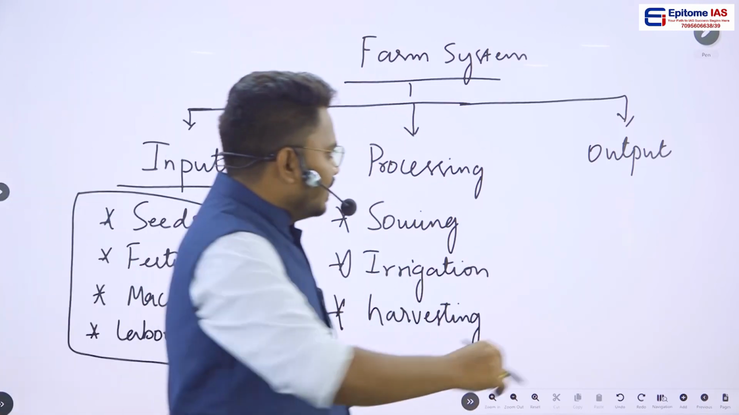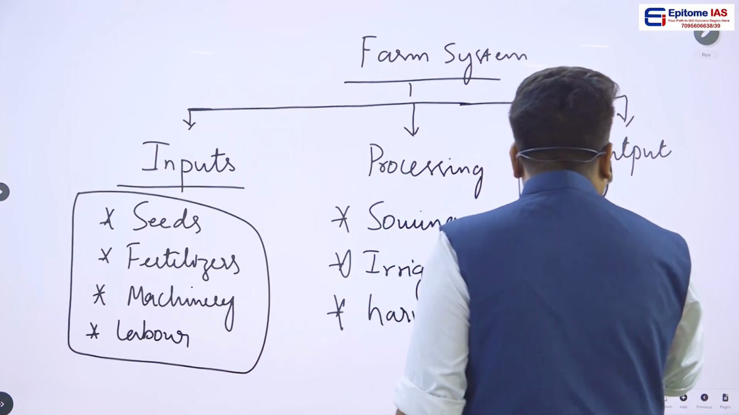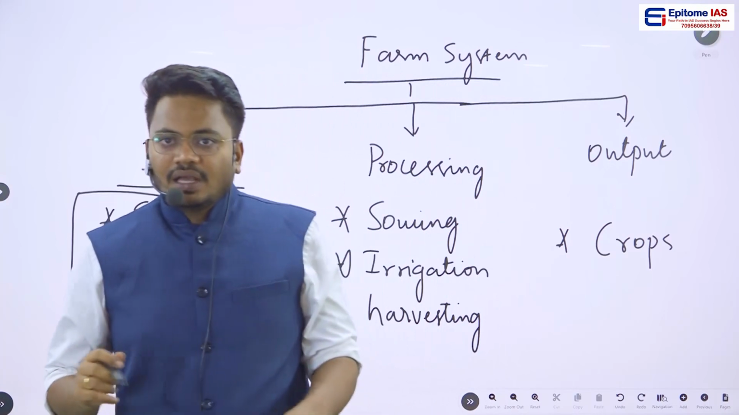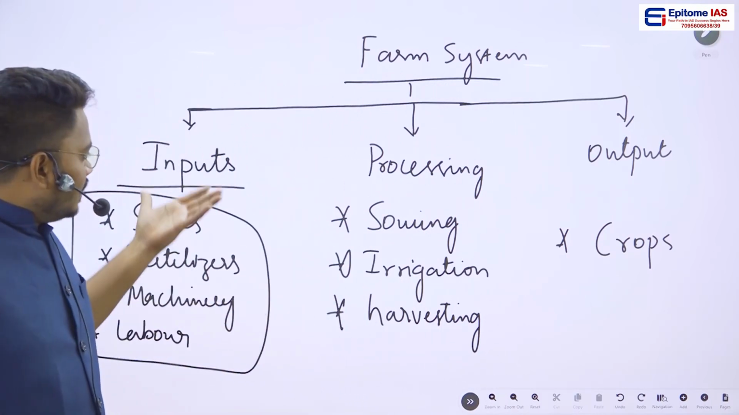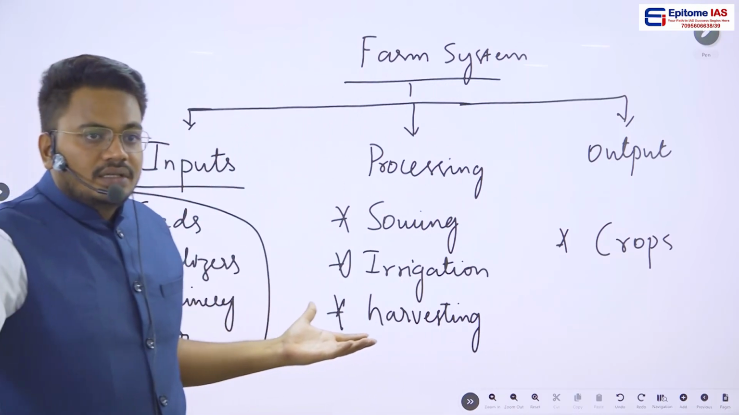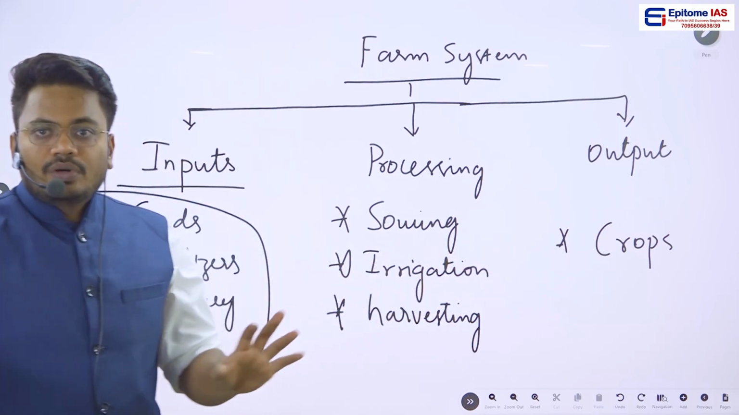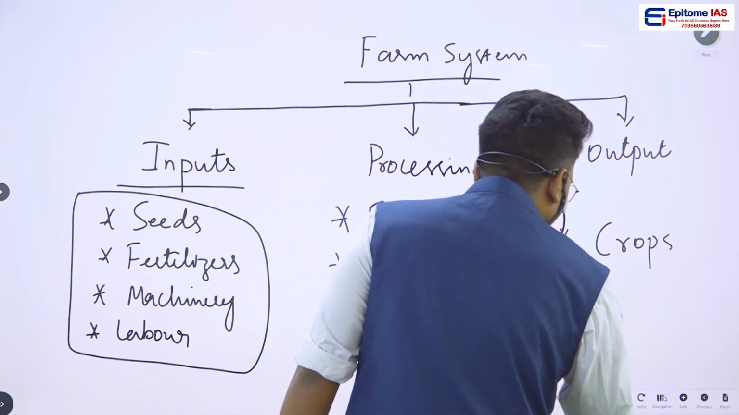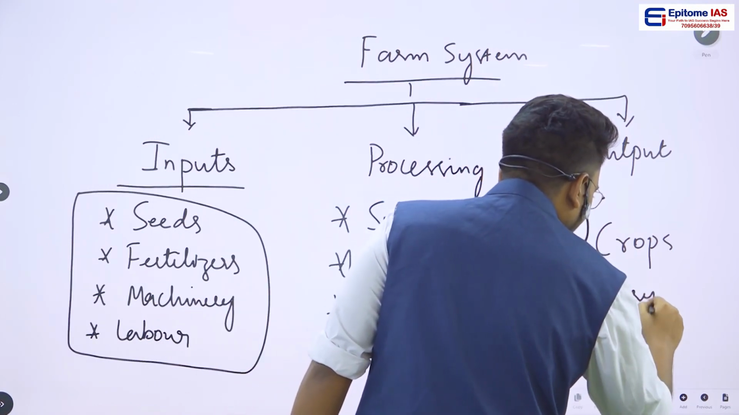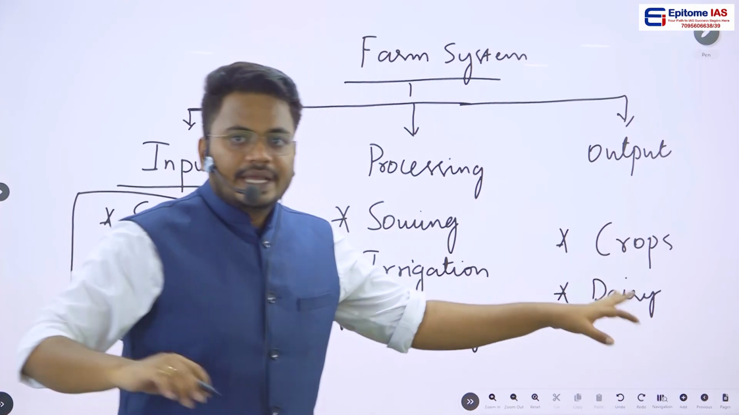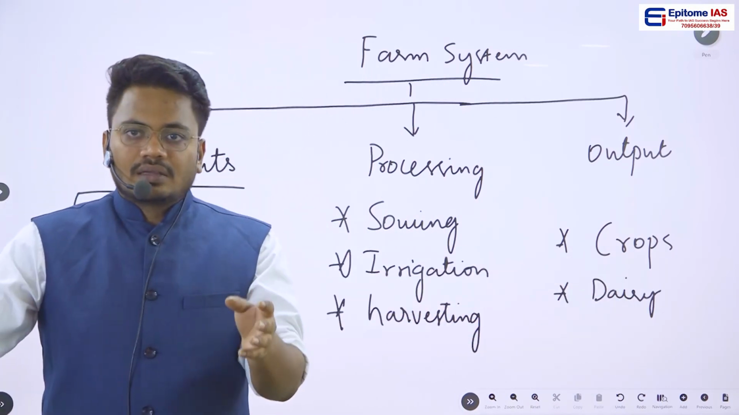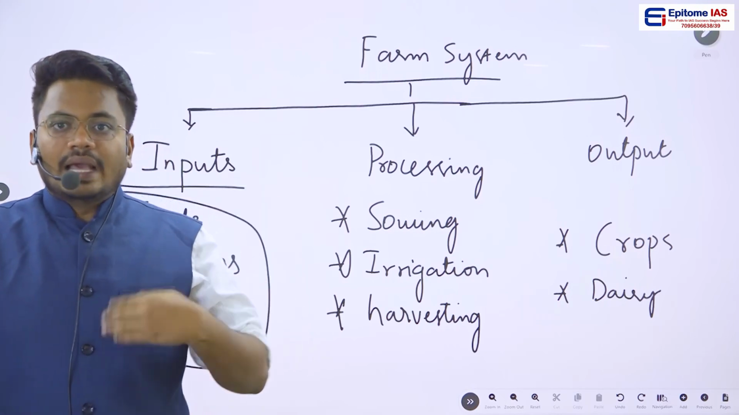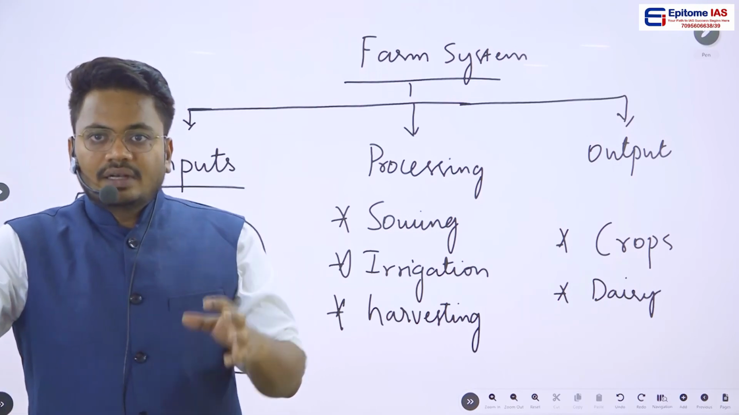Now obviously in output, what will you be getting? You will be getting crops. If you have cultivated paddy, you will get paddy as an output and wheat as an output. And if you take dairy products, dairy is an output. For example, milk is an example of that. Then you will be getting wool as an output.